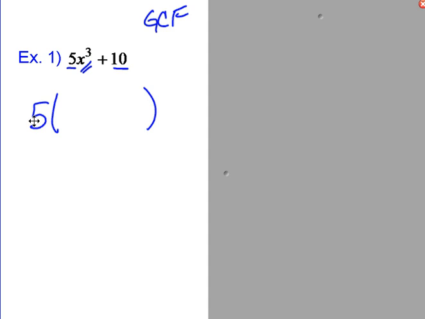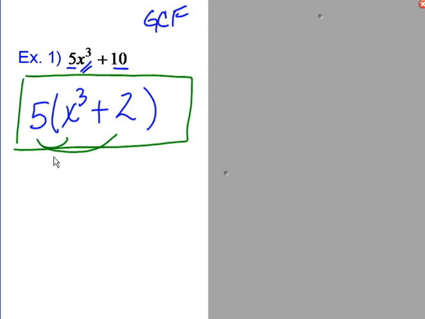So we know that if we take 5 and multiply it times x to the third, 5 times x to the third will give us 5x to the third. 5 times 2 will give us 10. And again, if we were to multiply this back out by distributing, we would come back to where we were in the beginning. So this here is considered the factorization of 5x to the third plus 10.